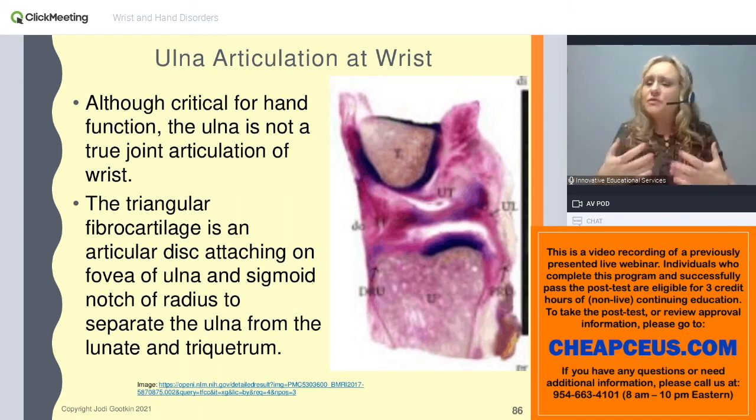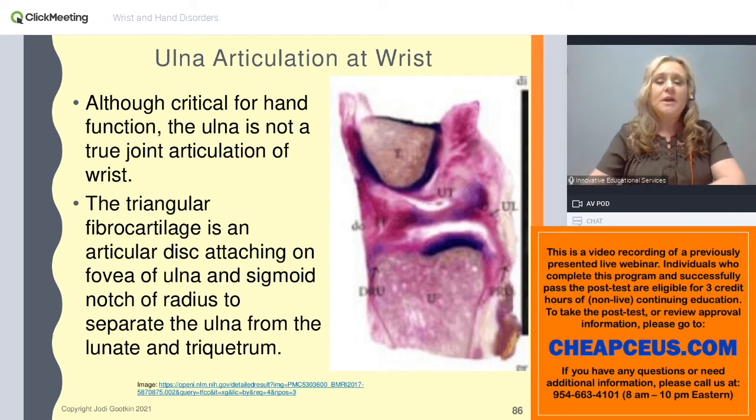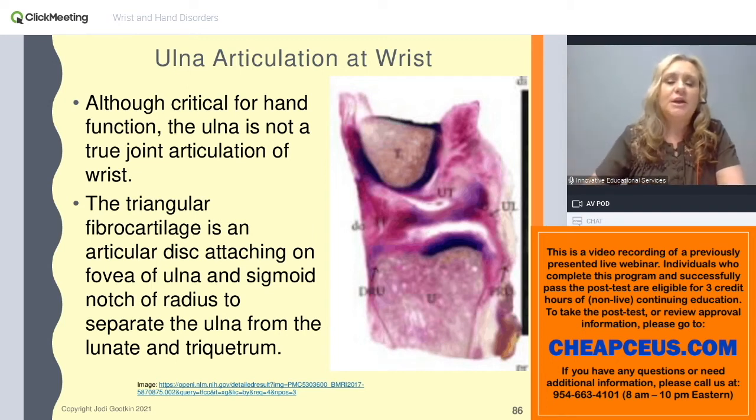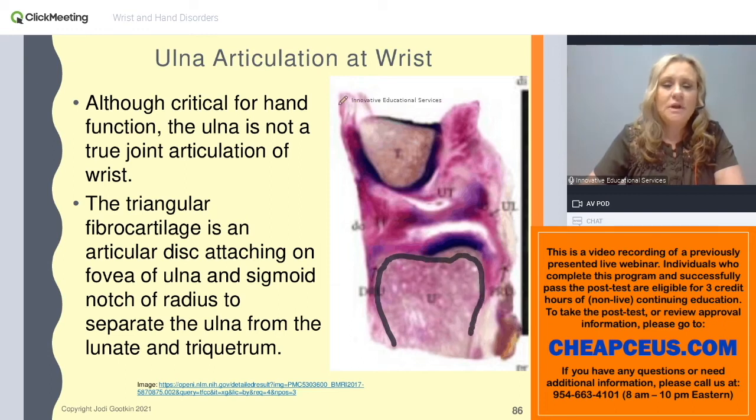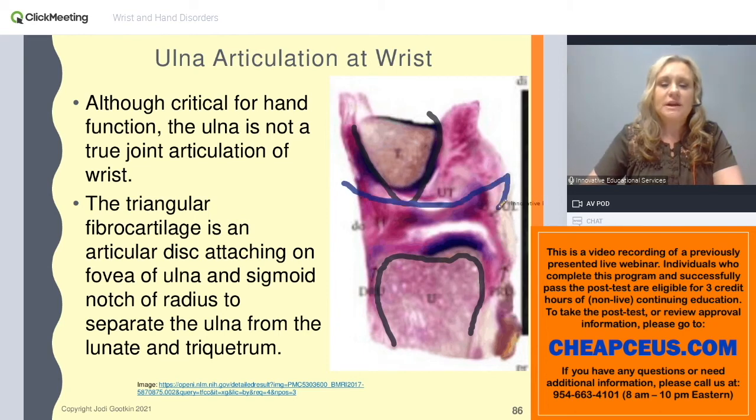And remember, this really isn't a true joint. It doesn't have its own structure. This is a scan and staining looking at the ulnar complex. When we look, let's orient ourselves. This is the edge of our ulna, and this is our triquetrum here. When we look in the middle of this, we have this triangular fibrocartilage. It almost looks like a sling in the middle here.